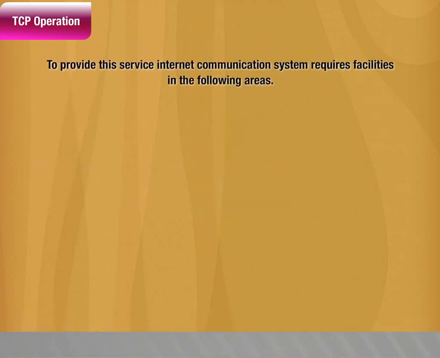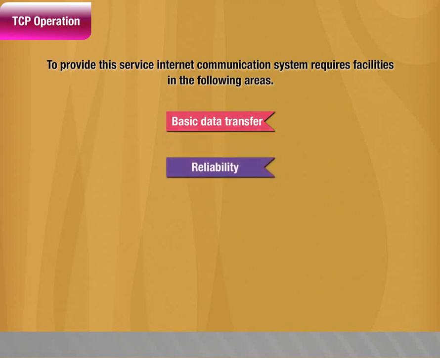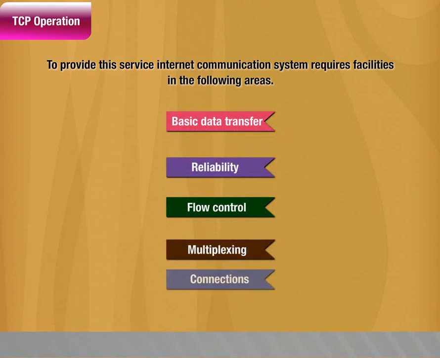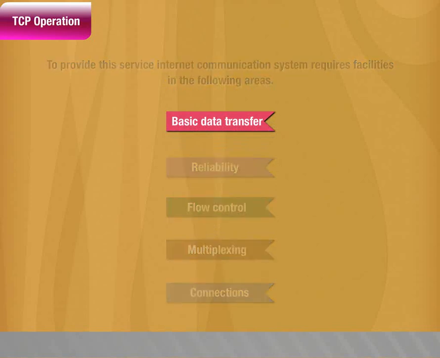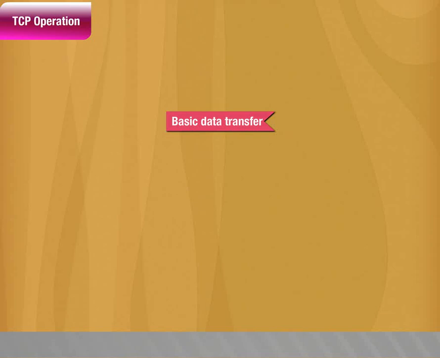To provide this service, the Internet Communication System requires facilities in the following areas: basic data transfer, reliability, flow control, multiplexing, and connections. Basic data transfer.